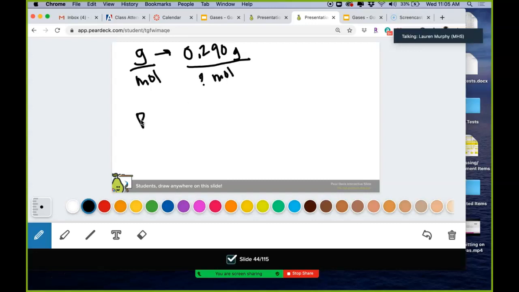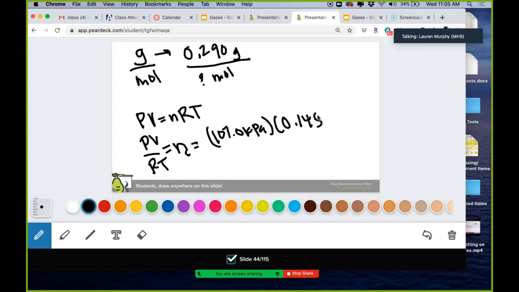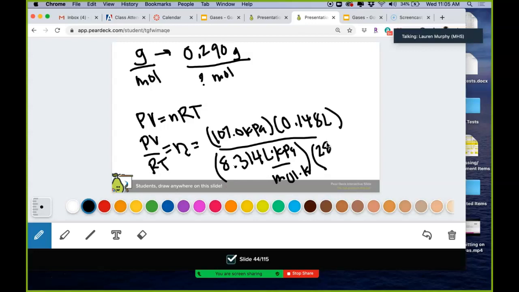But we could use PV = nRT to give us moles because n is moles. So PV over RT is moles. And we have all of these. The pressure was 107 kilopascals. The volume is 0.148 liters. The R is 8.314 liter kilopascal over mole Kelvin. The T was, I think, 286?